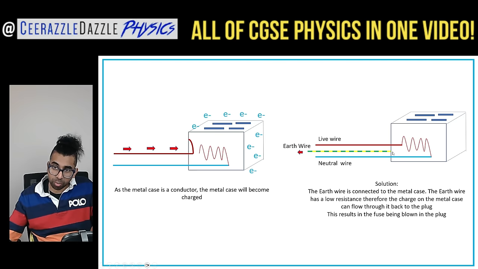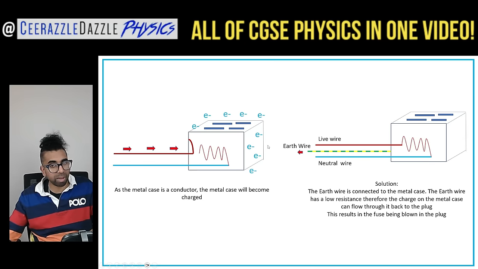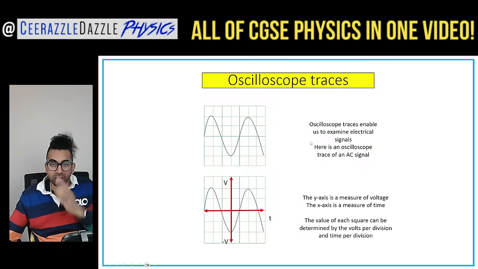They attach an earth wire to the metal case. The reason why is because now the charge can flow. All those electrons can now flow through the earth wire, down it, back to the plug over here. So that's the function of the earth wire. In case the metal case becomes charged, it now has an alternative route to flow through back to the plug, keeping you safe.